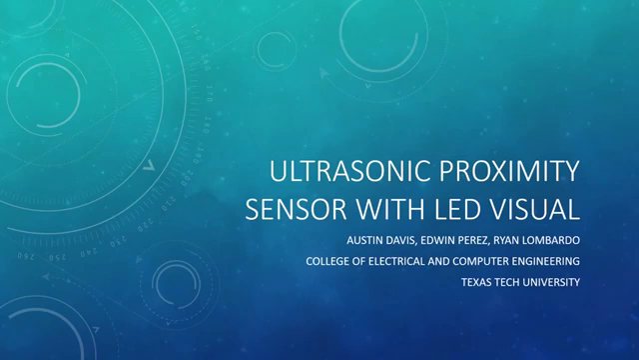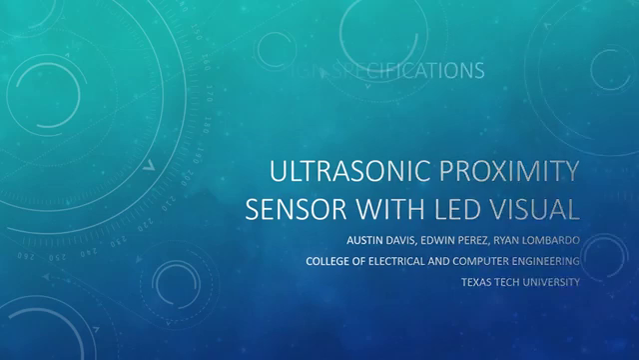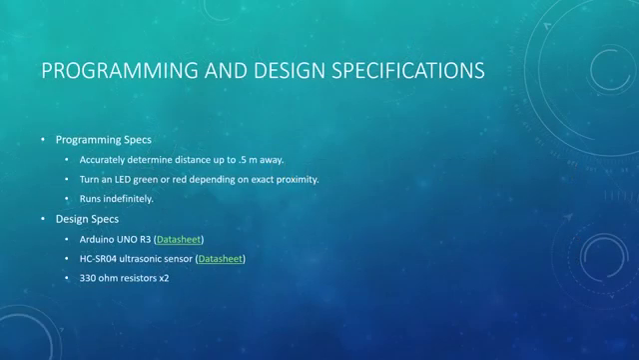Hello, this is our capstone project, ultrasonic proximity sensor with LED visuals. And next we have the programming and design specifications for our project. As you can see, our programming specs: accurately determines a distance up to 0.5 meters. It also turns an LED green or red depending on exact proximity, and also runs indefinitely.